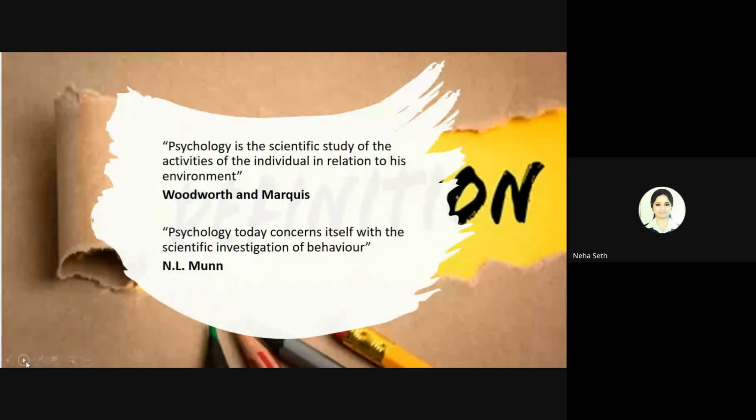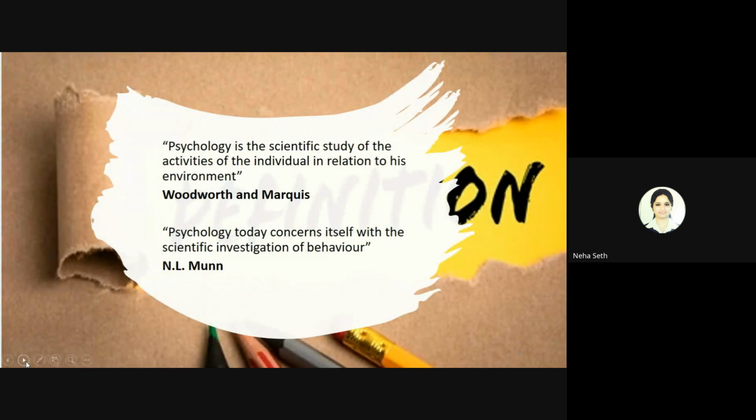Based on this background, definitions of psychology are given by different psychologists around the world. There are only two definitions that I have mentioned here, though there are a number of definitions available. One very famous definition, given by Woodworth and Marquis, says that psychology is the scientific study of the activities of the individual in relation to his environment.